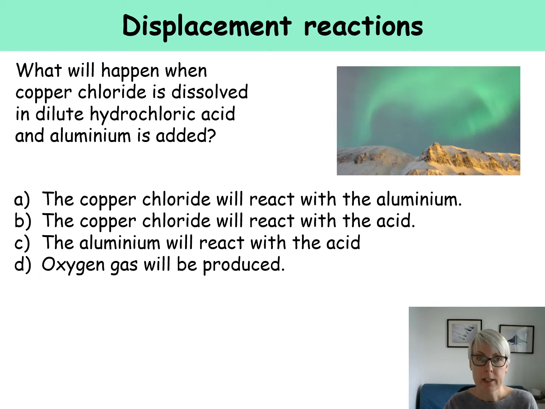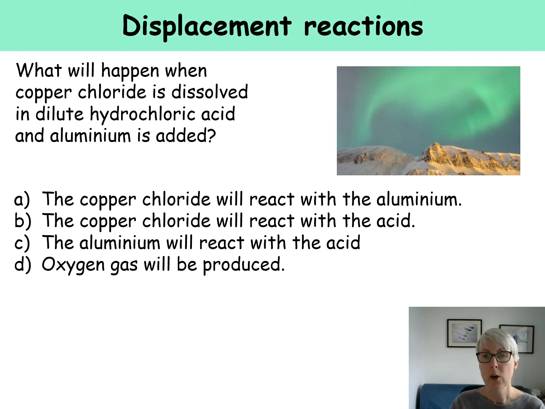Okay, so hopefully you've now watched that reaction. And let's go back to the original question at the top there. What will happen when copper chloride is dissolved in dilute hydrochloric acid and aluminium is added? So it's dilute acid because although he used concentrated acid in the experiment, he added that to water, so he made it into dilute acid. Then he added the foil. And let's have a little think about what happens.